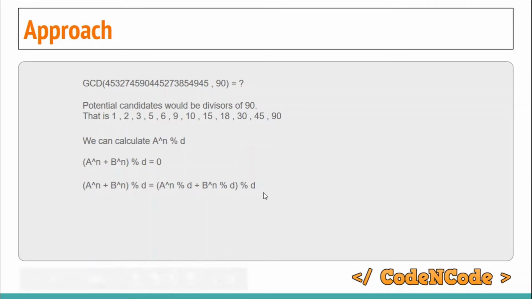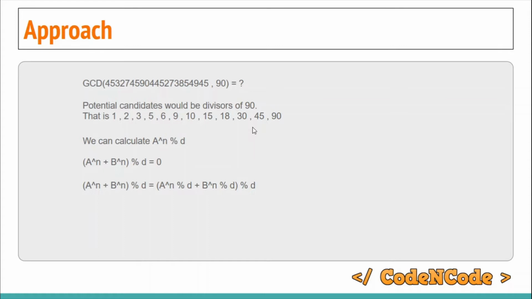So to calculate this expression, all we have to calculate is a raised to power n modulo d plus b raised to power n modulo d, and then take their modulo finally. If this expression comes out to be 0, that means d divides a raised to power n plus b raised to power n as well. So we would find the maximum d which leaves 0 remainder, and d is actually among these potential candidates.